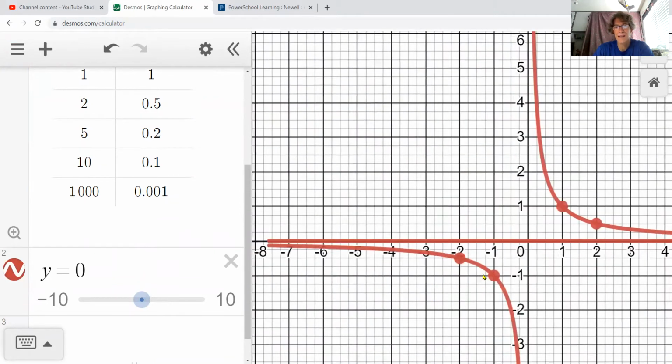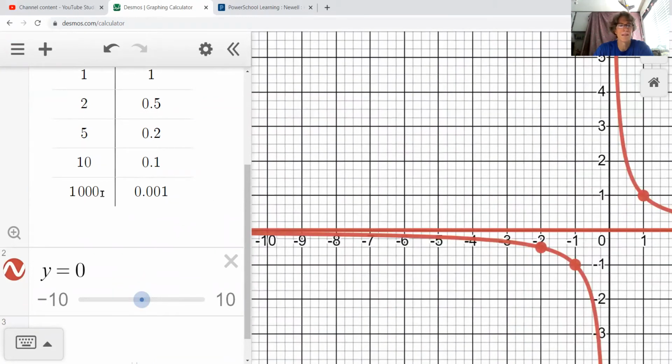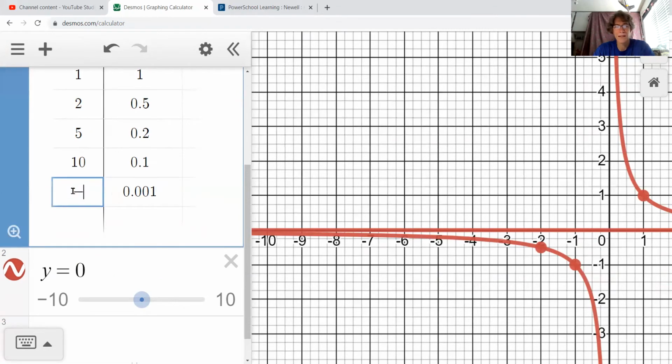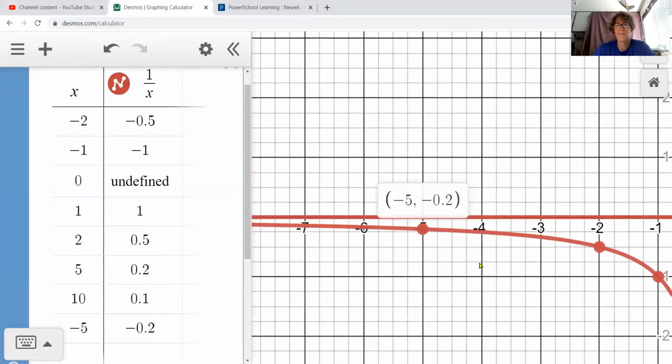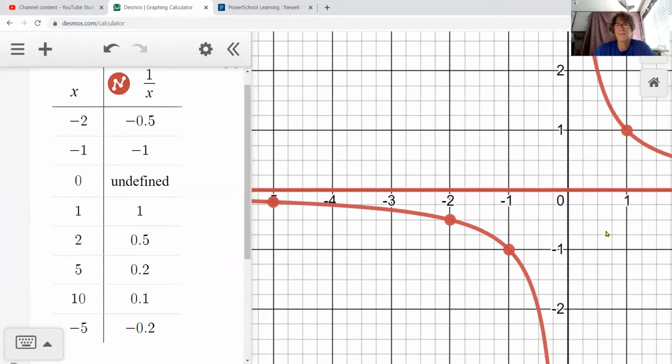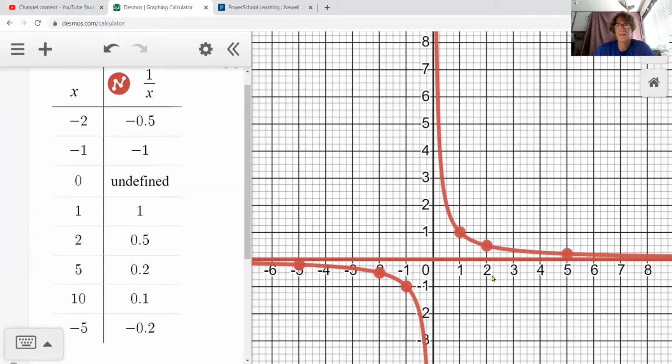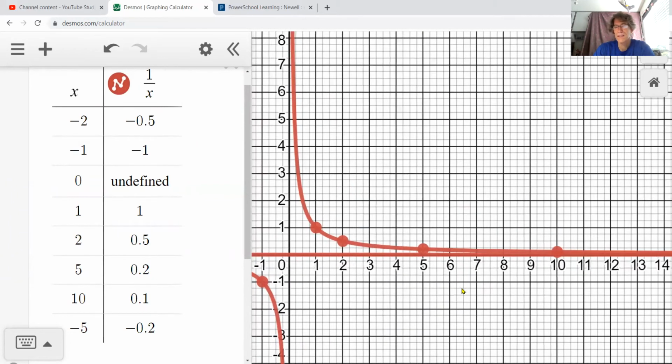And of course, if I put in negatives, you see the same thing happens. If I take some of these numbers off and put in like -5, you see there's -0.2. So there's the negatives. So the graph, no matter which way you go, gets really close to 0. And just as you see, you get a bigger number.